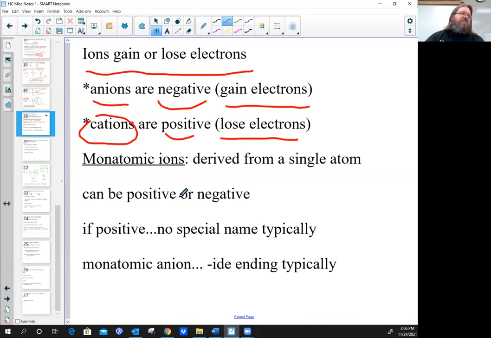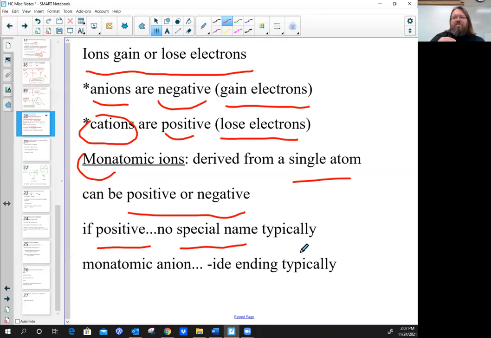Now, there are two types of ions. There are monatomic ions, and monatomic comes from mono. Mono means one, so it's derived from a single atom. They can be positive or negative. If they are positive, they don't have any special name. We just say sodium, potassium, calcium, whatever. And if you look on your common ion sheet, at the +1 ions and +2 ions, you'll notice that the metal is named. It is what it is. Okay.